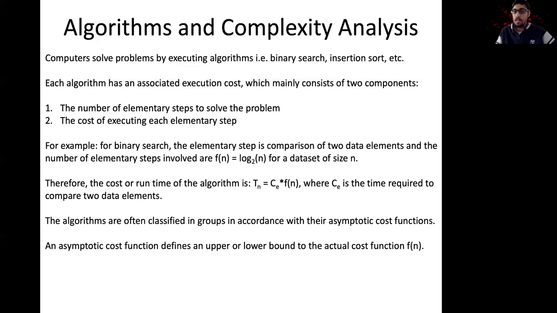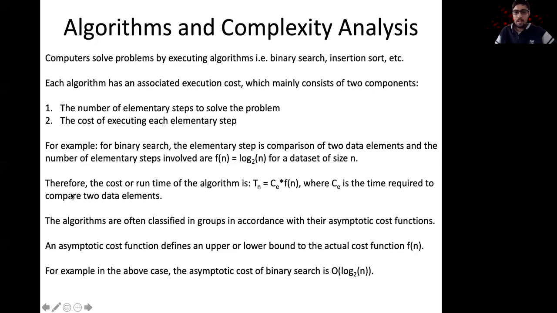The algorithms are often classified in accordance with their asymptotic cost. So instead of the exact cost, we often ask, how much is the asymptotic cost? Like, for example, what is the lower bound or upper bound of that algorithm? For example, you can say that the binary search algorithm is basically order log base 2 n. The reason is that the CE part of the time is highly dependent on the hardware, right? F(n) inherently comes from your algorithm. You have designed the best algorithm that can solve the problem. You know exactly how many steps are needed, and that gives you an F(n) function, right?